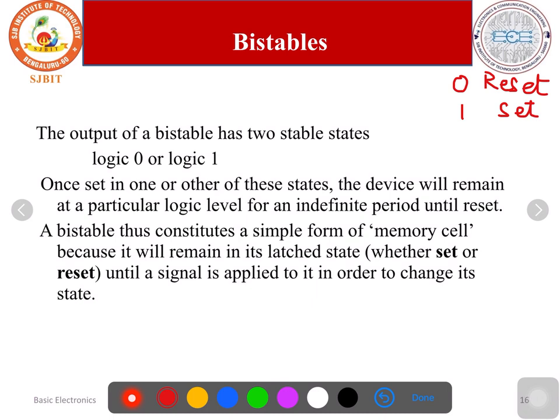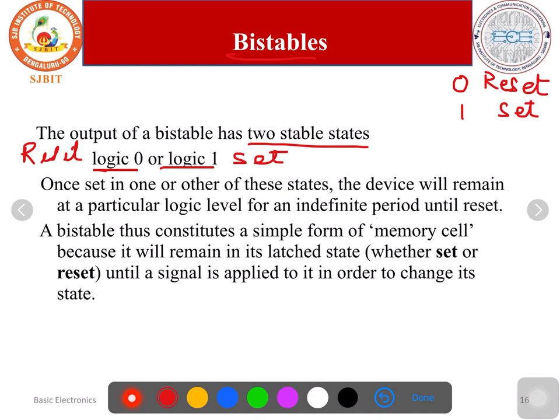Usually whenever we say 1, we say the circuit is in set state, and when the output is 0, we say the digital electronic circuit is in reset state. So bistable means there are two stable states, either logic 0 or logic 1. Remember, logic 1 is called the set state, logic 0 is called the reset state.